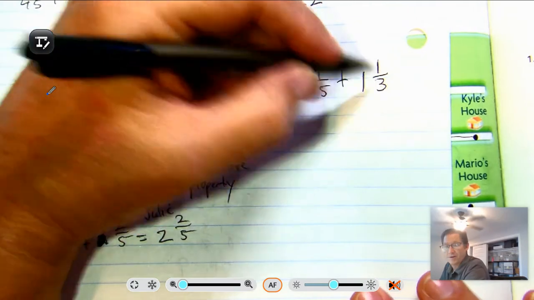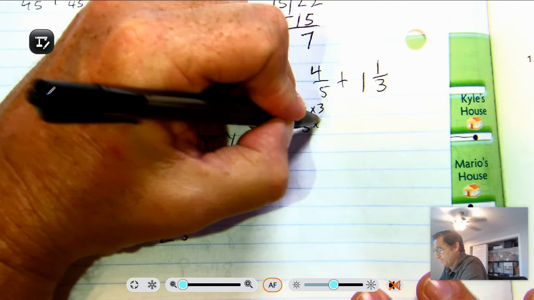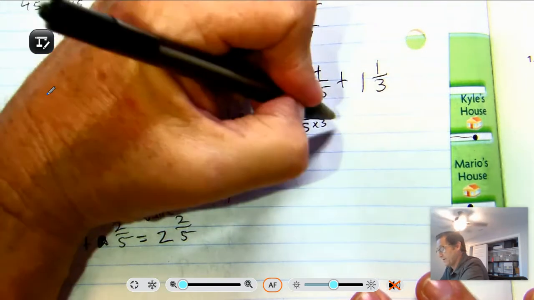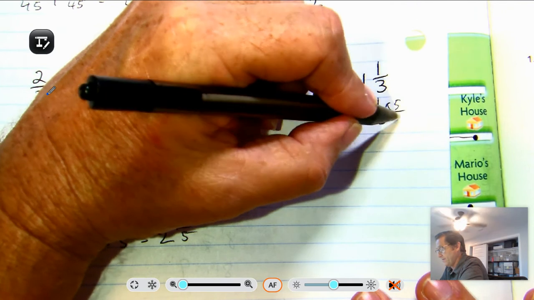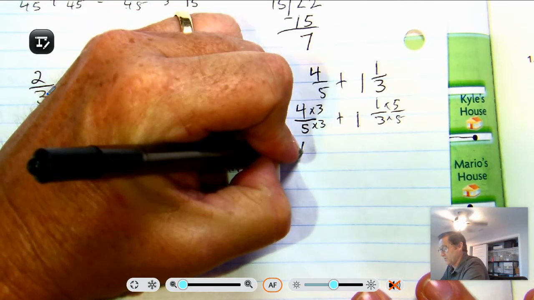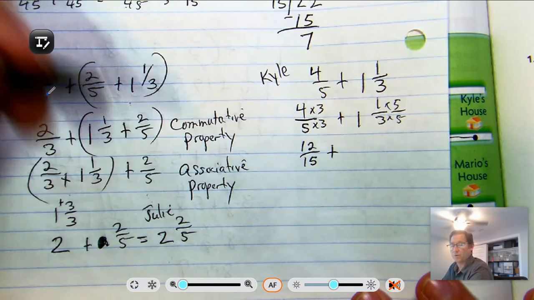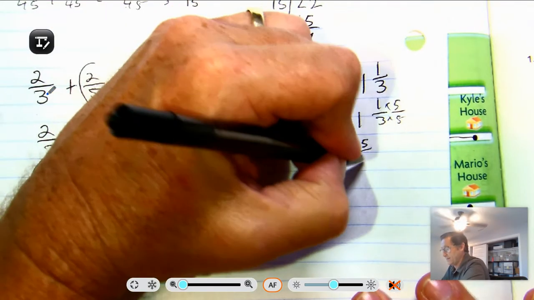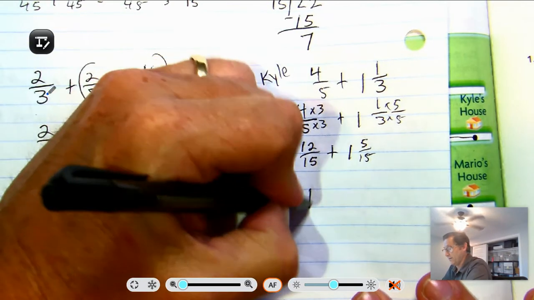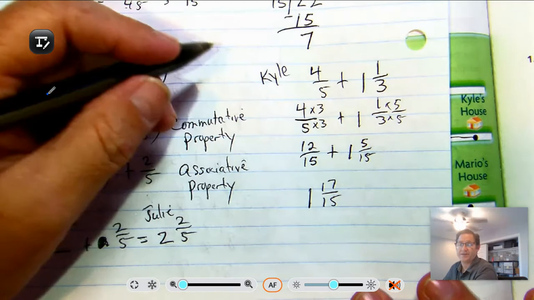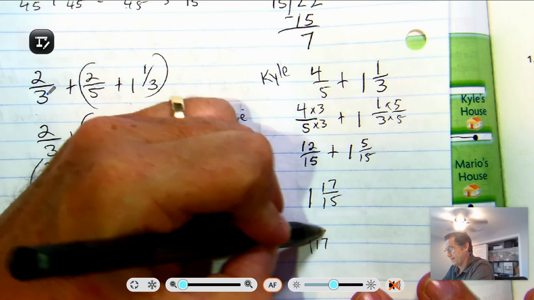All right, well, we don't have a common denominator, so I'm going to multiply 4/5 by 3/3, and I'll multiply the 1/3 by 5/5. So a common denominator would be 15ths. So 12/15 plus 1 and 5/15. Well, that would be 1 and 17/15. Can't leave 17/15 like that, so we would divide.